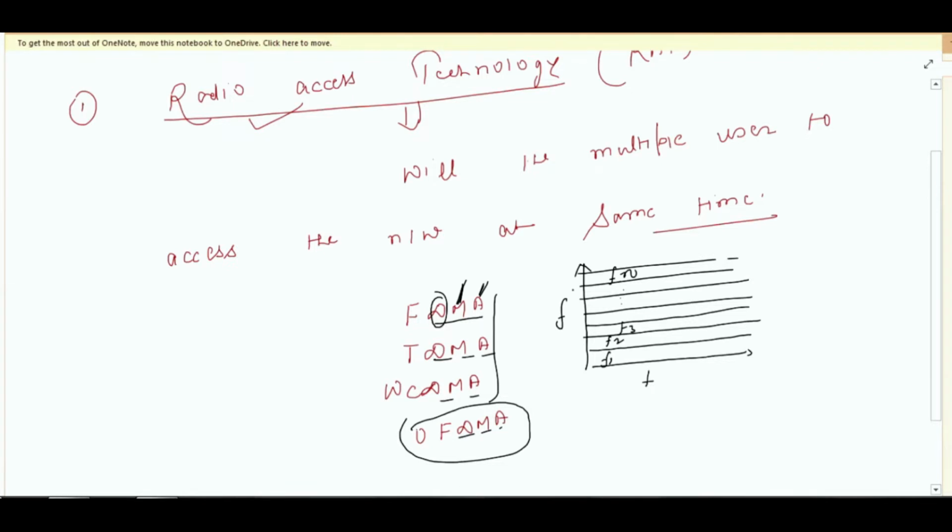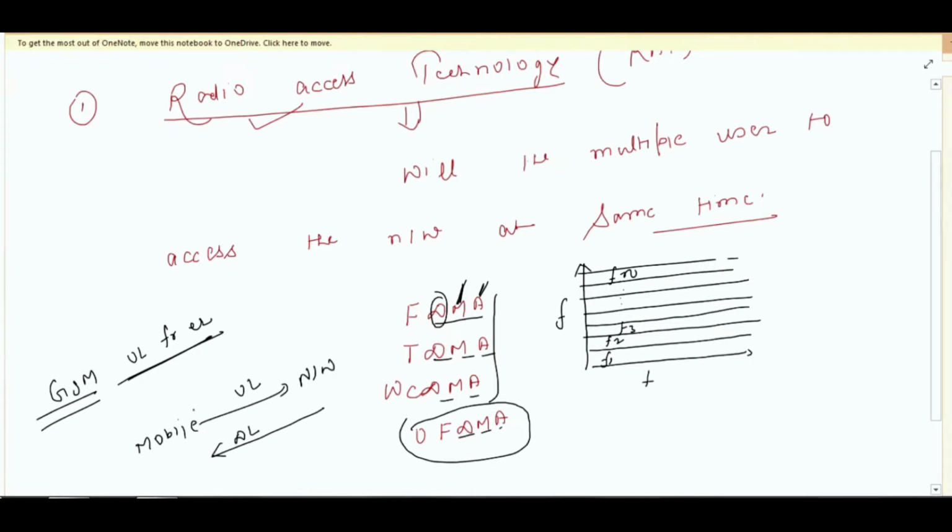Fn. If you want to take one example for FDMA, see your GSM uses the FDMA plus TDMA technology. So in GSM, your spectrum means uplink frequency. For some people who do not have the wireless communications background, please understand, uplink frequency means mobile to network, that is uplink, and network to mobile, that is downlink.